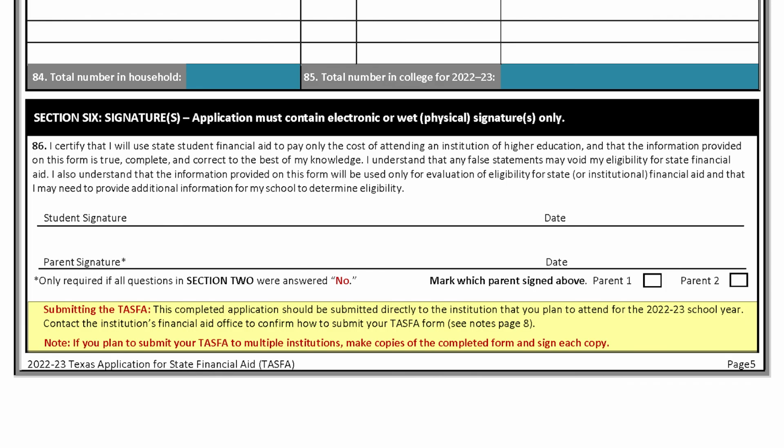Finally, Step 6. Here's where you will sign the application. If you have provided parental information, one parent must also sign the application. Signing acknowledges that state financial aid will be used for education and education-related expenses, and that information provided is true to the best of your ability.